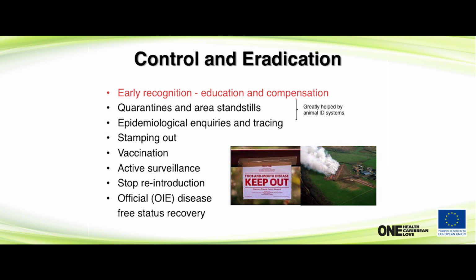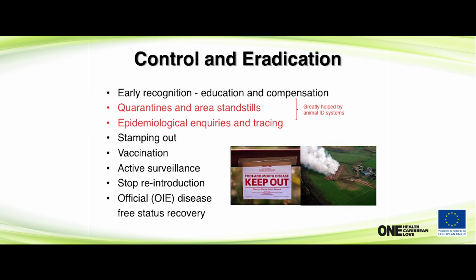From a point of view of control and eradication, the key is early recognition, because if you don't recognize the disease early, then it will soon get out of hand and you will have an epidemic rather than a small number of outbreaks. So the keys for early recognition is education, both for the farmers and for the veterinarians, and I guess that's what we're doing here. But also, as has been mentioned this morning, compensation is absolutely critical, because if people are not incentivized to report the disease, you won't succeed.